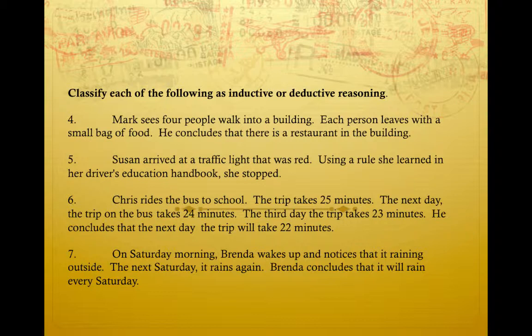On Saturday morning, Brenda wakes up and notices that it is raining outside. The next Saturday, it rains again. So Brenda concludes that it will rain every Saturday. So she's noticed a pattern. It's raining Saturday, it's raining Saturday. Oh, every Saturday forever it's going to rain. This is, of course, also very false and also inductive reasoning. So we had inductive, deductive, inductive, inductive. And in this case, the inductive only led us to something reasonable once.